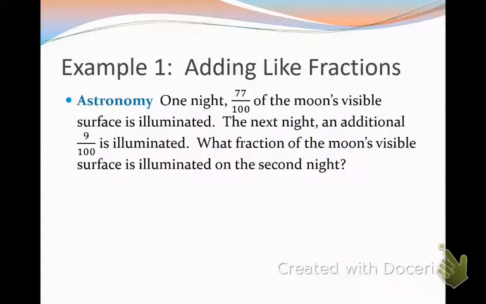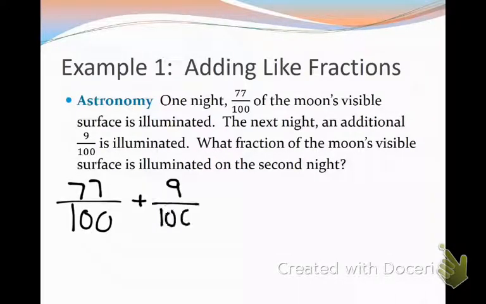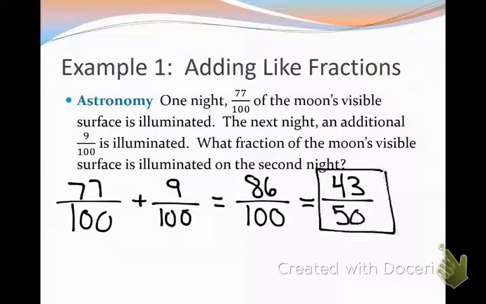So in example 1, it says 77 out of 100, 77 hundredths of the moon's visible surface is illuminated. The next night, an additional 9 hundredths is illuminated. So what fraction of the moon's visible surface is illuminated? All right, so we take night 1 and we add it to night 2 and we reduce the fraction.